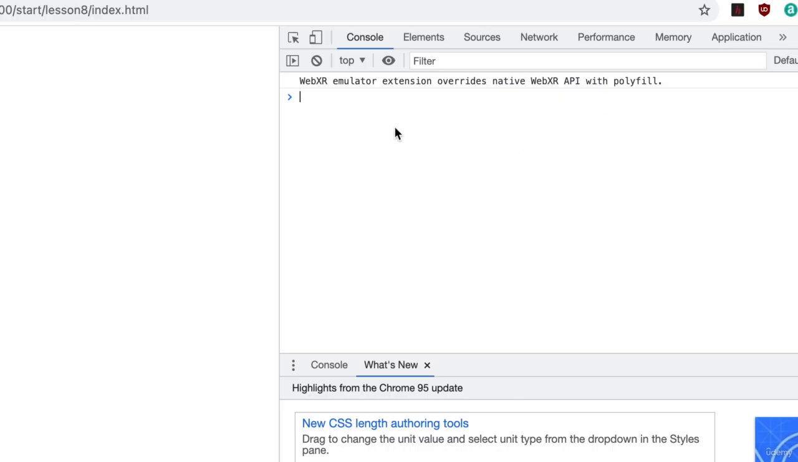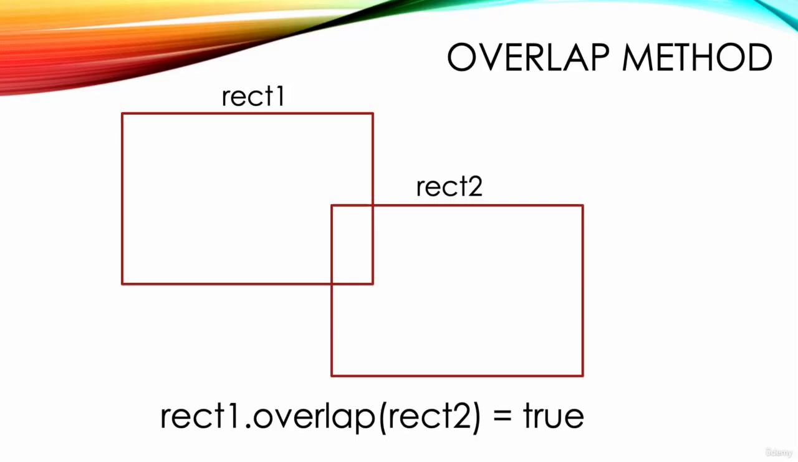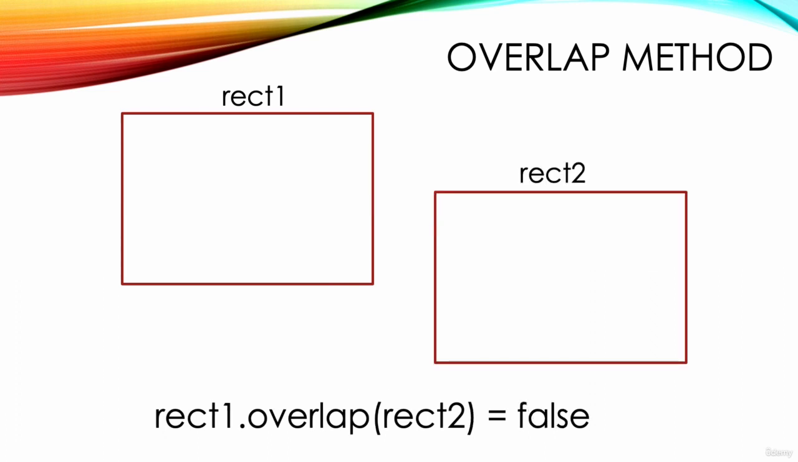Save, browser refresh and enter rect1.move 0, 100. Now if you enter rect1, the top value is 110, not the original 10 value that the rectangle was when we created it. Now for a more complex method. We're going to create a method that takes another rectangle as a parameter and returns true if the passed rectangle overlaps with the rectangle calling the method, and false if there's no overlap.